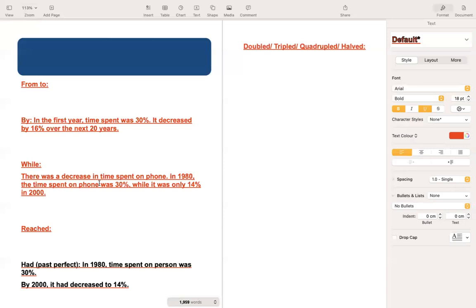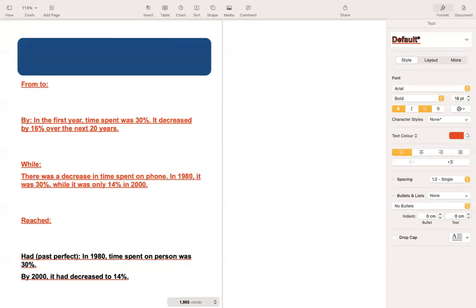Here also, instead of writing "time spent", you can write pronouns. Use pronouns. If you want another variety, you can write "the figure was". In 1980, the figure was 30%, while it was only 14% in 2000. Is it clear?